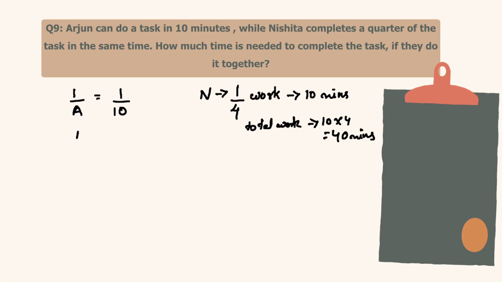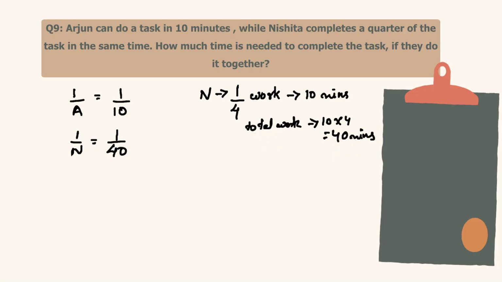So 1 by n equals 1 by 40. If she completes the total work in 40 minutes, in 1 minute she will do 1 by 40 of the work. See, this is not given in the question. We have calculated it based on the data. Here it is given a quarter in the same time. Same time is 10 minutes. A quarter is 1 by 4, based on which we find the total time taken to complete the total work.